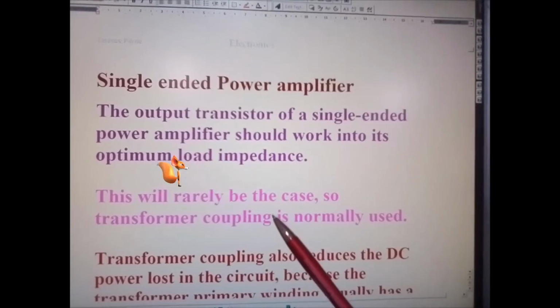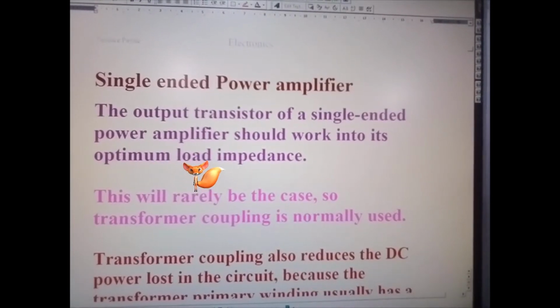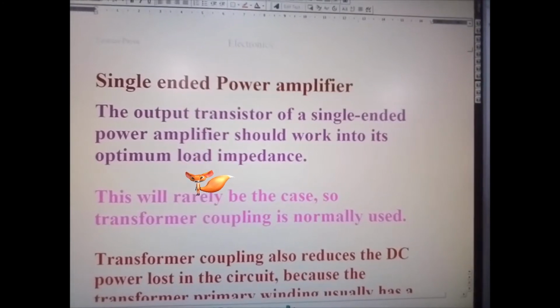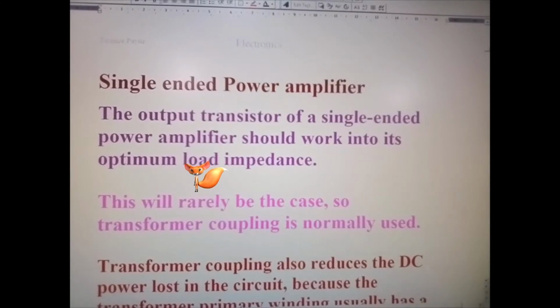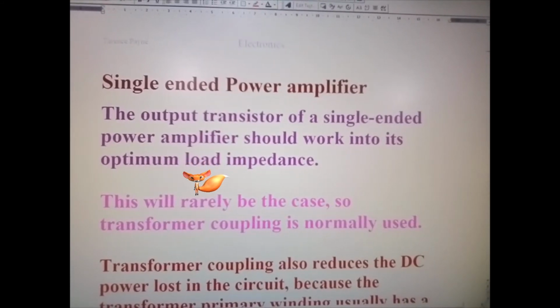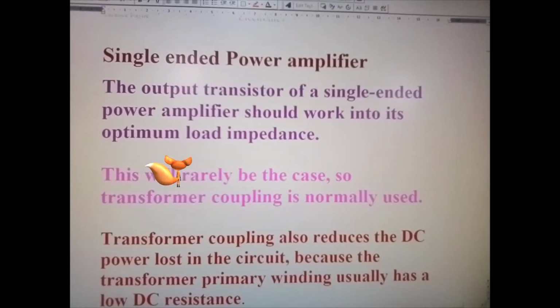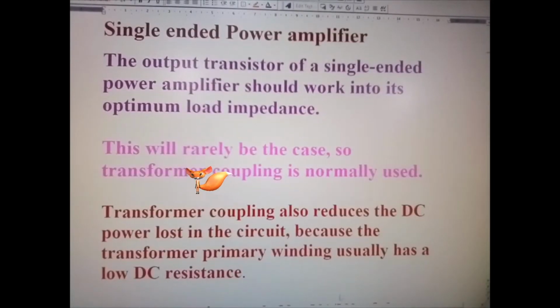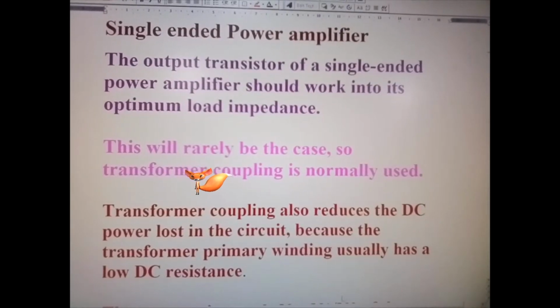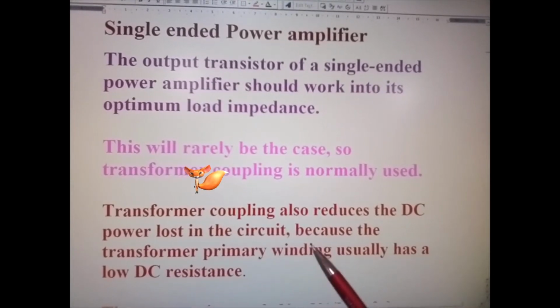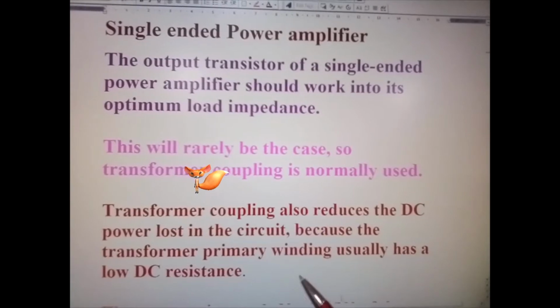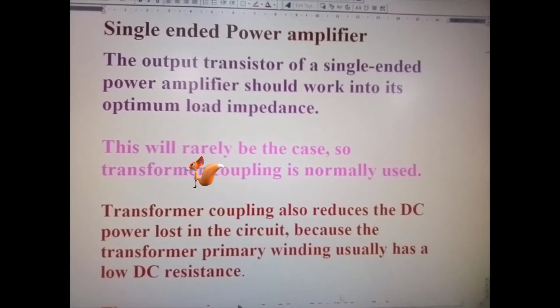This will rarely be the case, so transformer coupling is normally used. What this is talking about in regards to transformer coupling is that we're using a transformer for the output stage in this particular case. Transformer coupling also reduces the DC power lost in the circuit because the transformer primary winding usually has a low DC resistance.